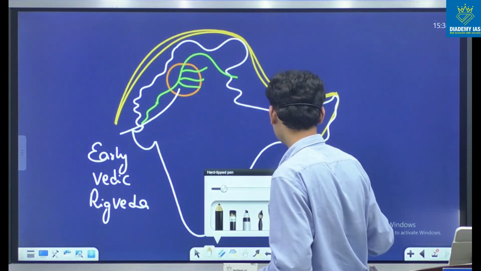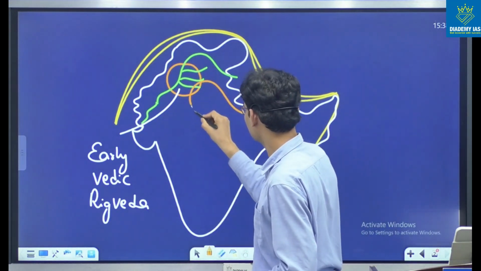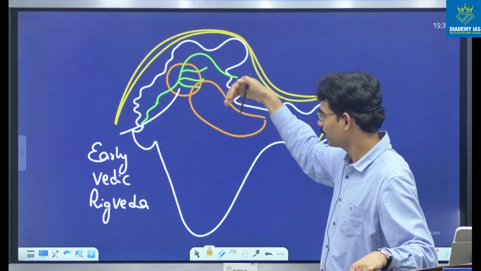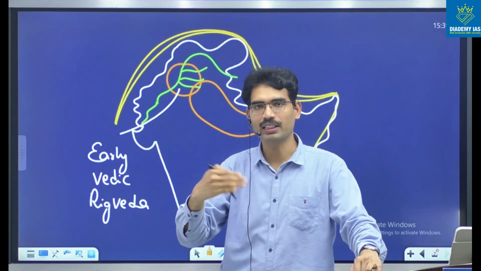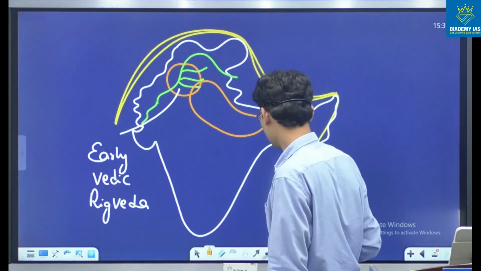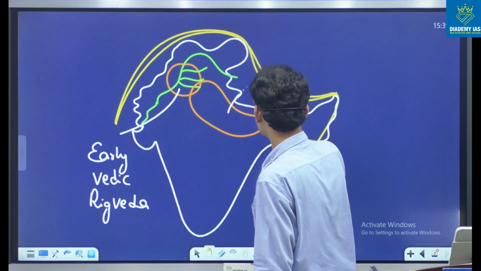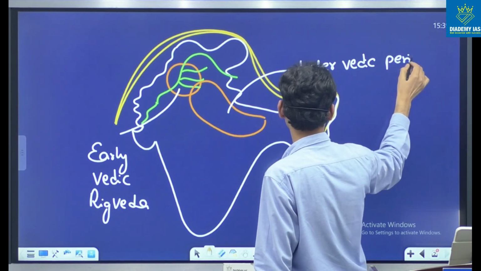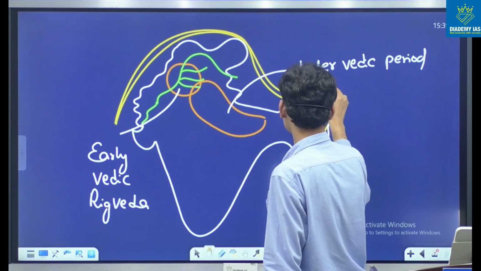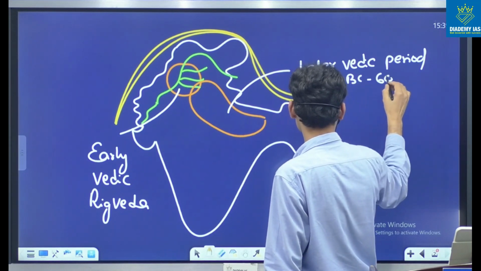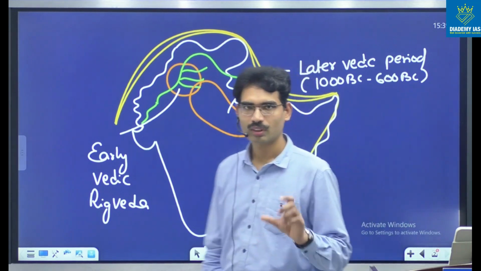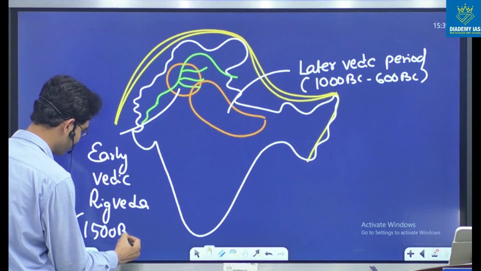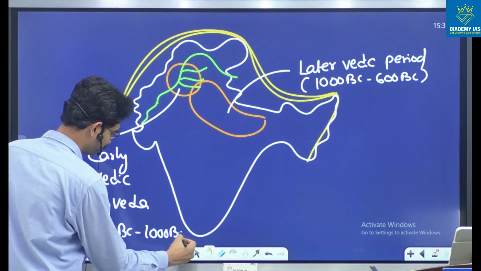And next, after this, in the later Vedic time period, people called Aryans migrated to this region. Later Vedic texts, other Vedas and associated literature, explain about this particular region as well. This is the later Vedic period. The period is 1000 BC to 600 BC. When it comes to Rigveda, the period is 1500 BC to 1000 BC.